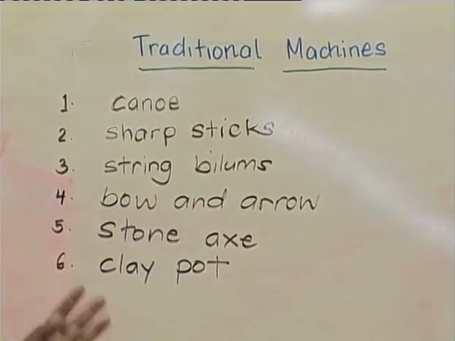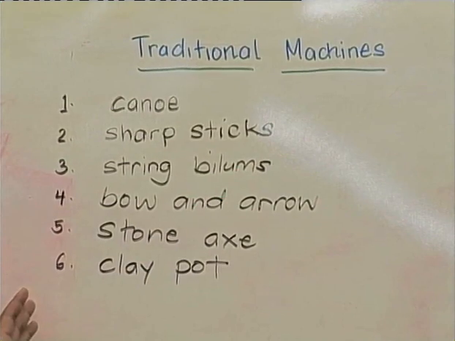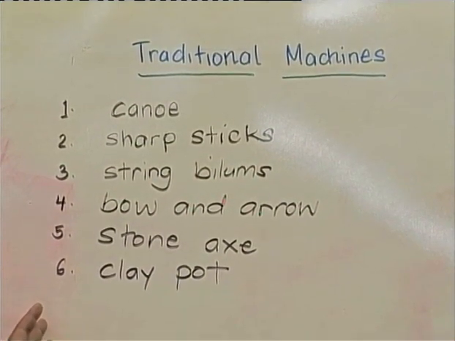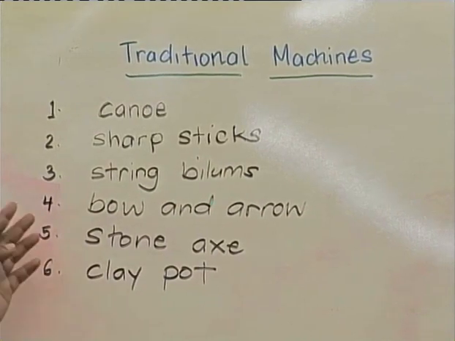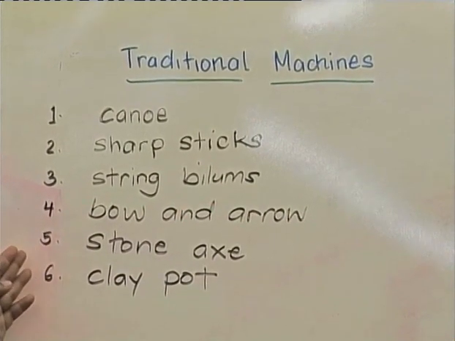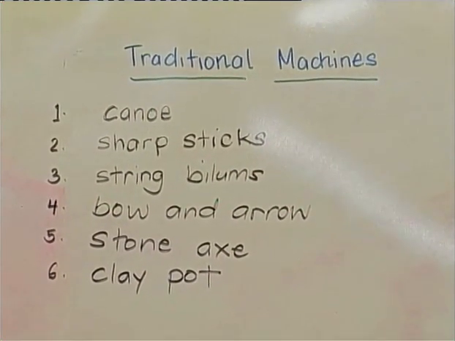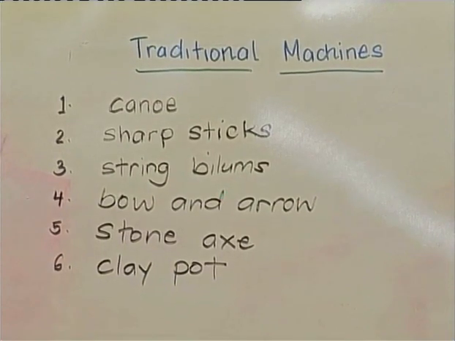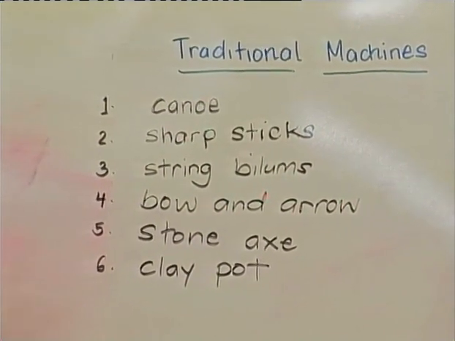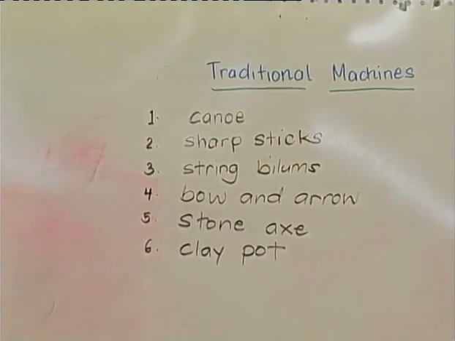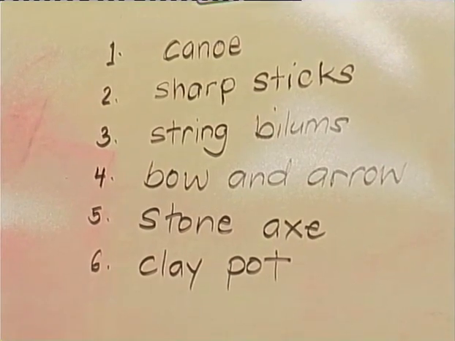Okay, so these are some of the traditional machines that the model class has come up with. You have canoe, chopsticks, string balloon, bow and arrow, stone axe, and clay pot. These are some of the traditional machines that people in the past used to make work easier.